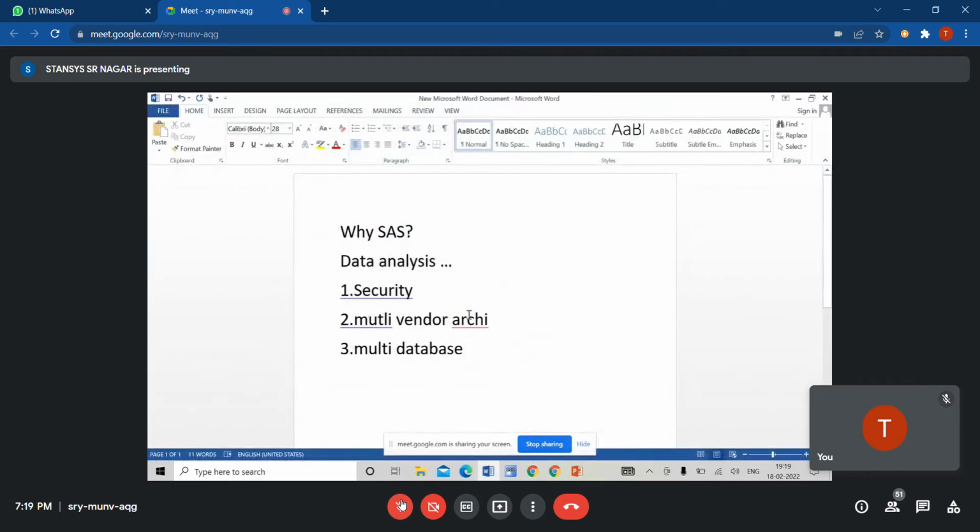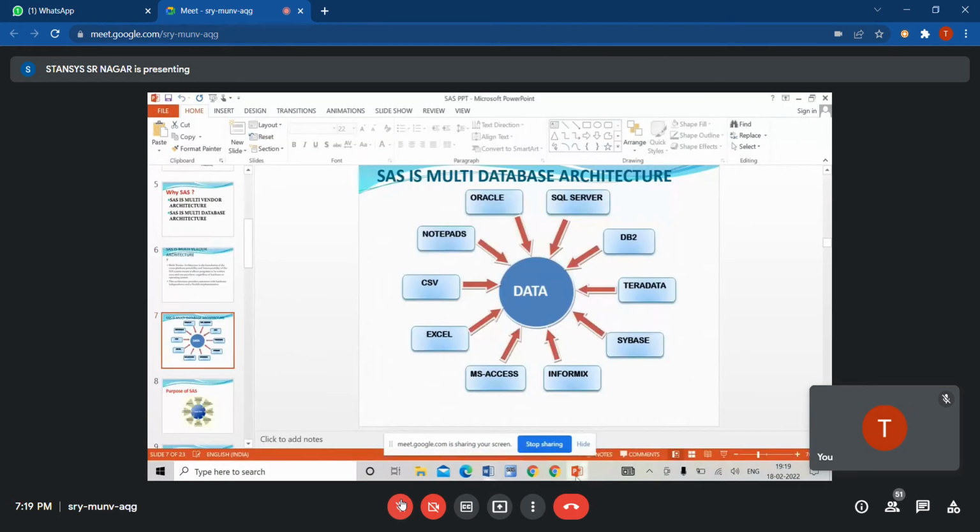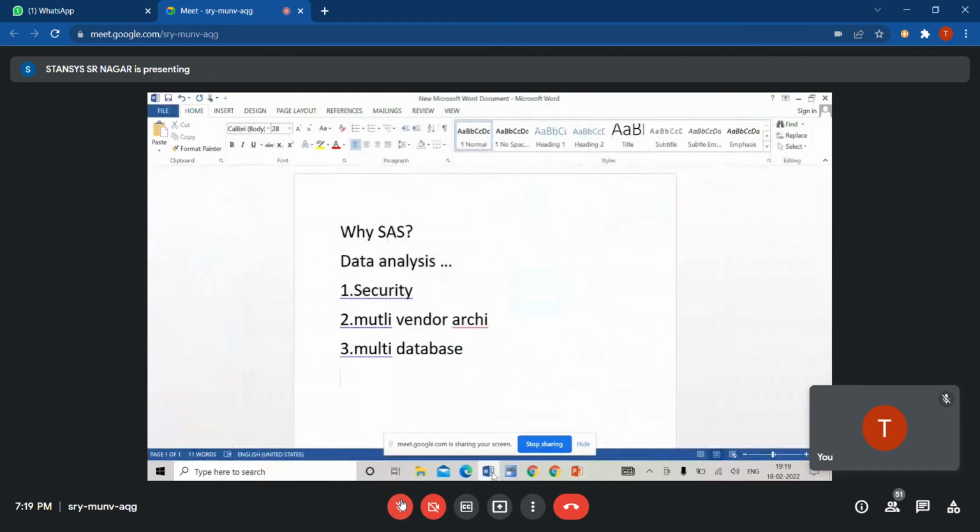If anybody comes and asks why you are choosing SAS, you have to tell them like this. It's a secure data analysis software. It's called a multi-vendor architecture and a multi-database architecture. Understand, guys? And moreover, SAS will give the exact functionality for all the things.